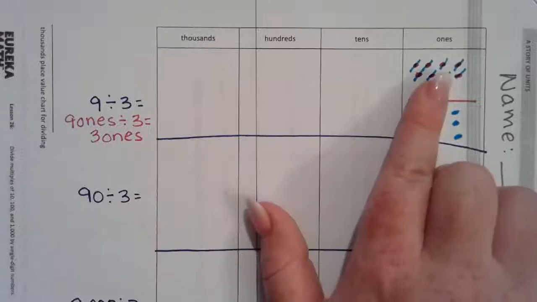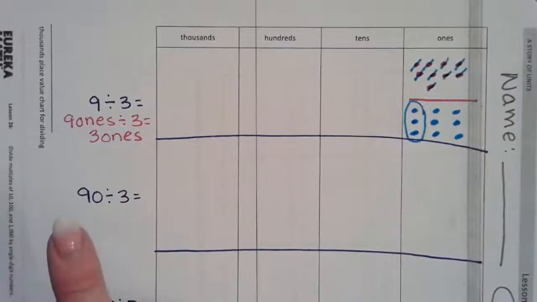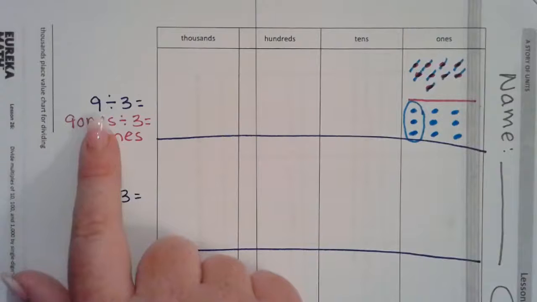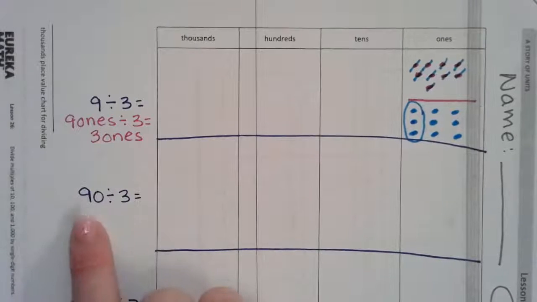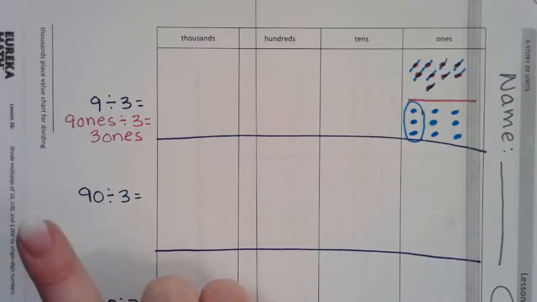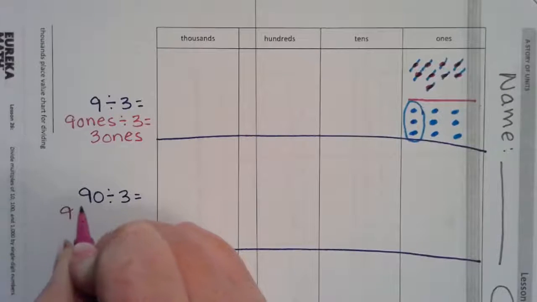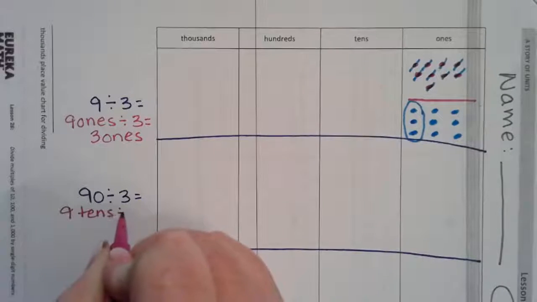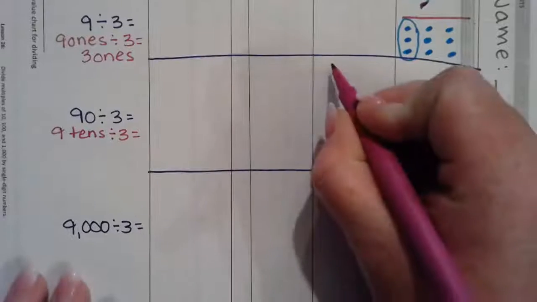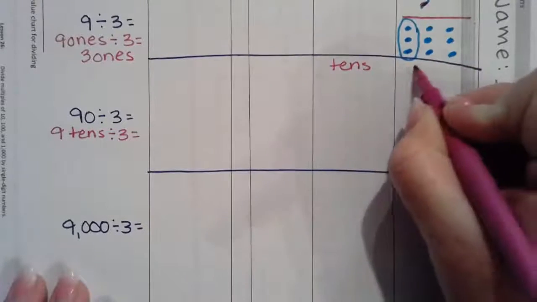So again, we are going to continue to use our place value chart, but now we have 90 divided by 3. Okay, and so 90 divided by 3, all right, instead of 9 ones, what do we think we're going to have here? 90, is it going to be 9 ones or probably 9 tens? Yes, 9 tens. So I'm going to rewrite it. I have 9 tens divided by 3. Okay, and so just like I did before, I'm going to move it up, okay, and I'll label that this is our tens. This is our ones.